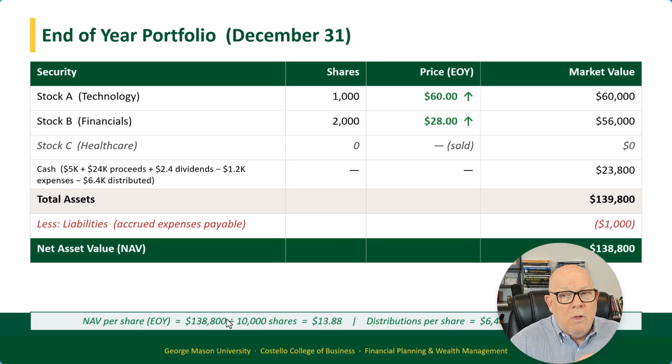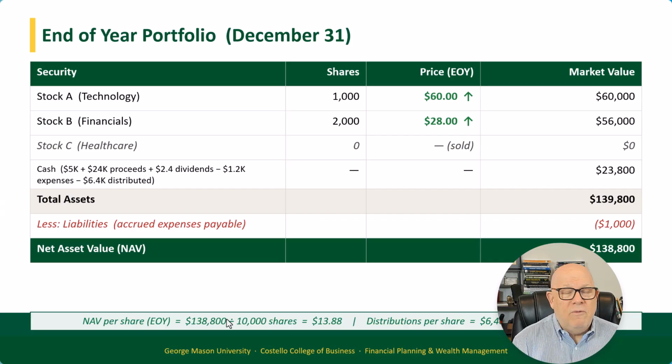So here's what we look like at the end of the year. We still have 2 stocks remaining. We have more cash because we've got interest and dividends. We sold a stock. We haven't bought another one. We could with those proceeds, but we haven't done it before the end of the year. We total that up. It's $139,800. We subtract the liabilities.